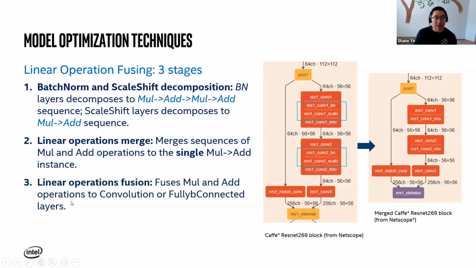And then the third step is linear operation fusion. It will fuse the multiply and add operations into the convolution or fully connected layers prior to the batch normalization layer. On the right side, you can see part of the Caffe ResNet 269 network. After the convolution layer, there's a batch normalization and the scale shift. After applying Model Optimizer, those 2 layers were fused into the convolution layer, so the IR format will have 2 layers less than the original model, right?